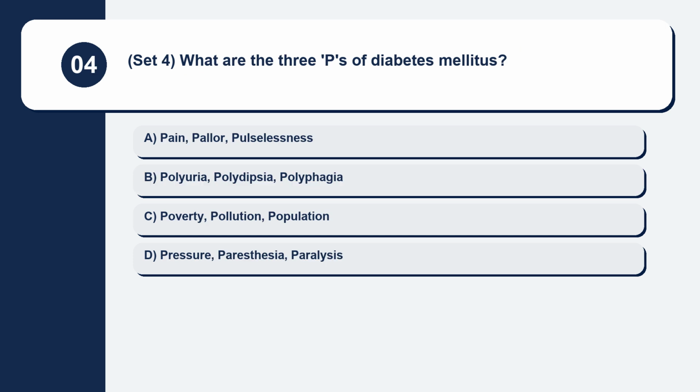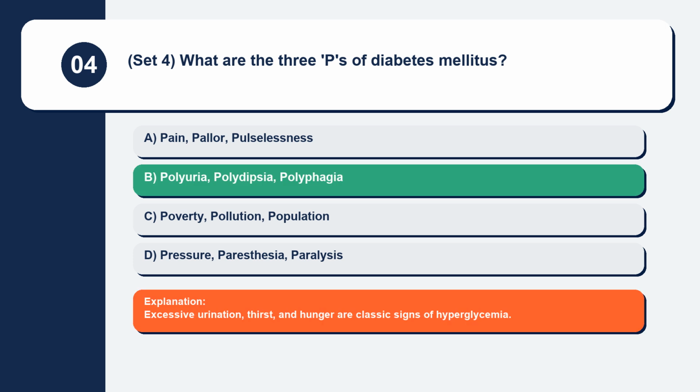Question 4, Set 4. What are the 3 P's of diabetes mellitus? Pain, pallor, pulselessness, polyuria, polydipsia, polyphagia, poverty, pollution, population, pressure, paresthesia, paralysis. Excessive urination, thirst, and hunger are classic signs of hyperglycemia.